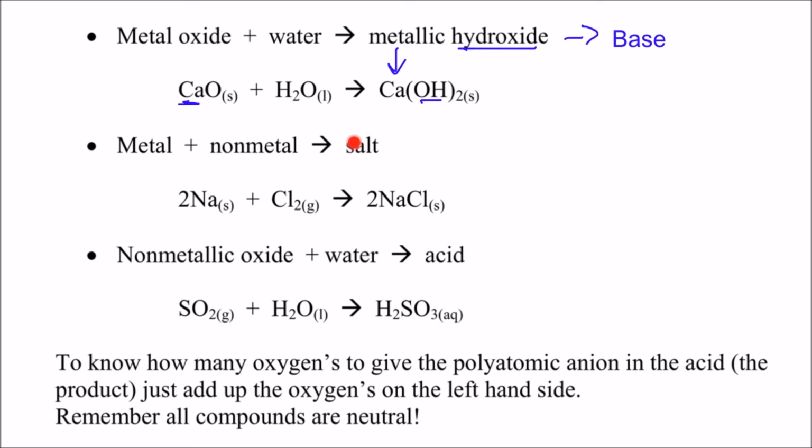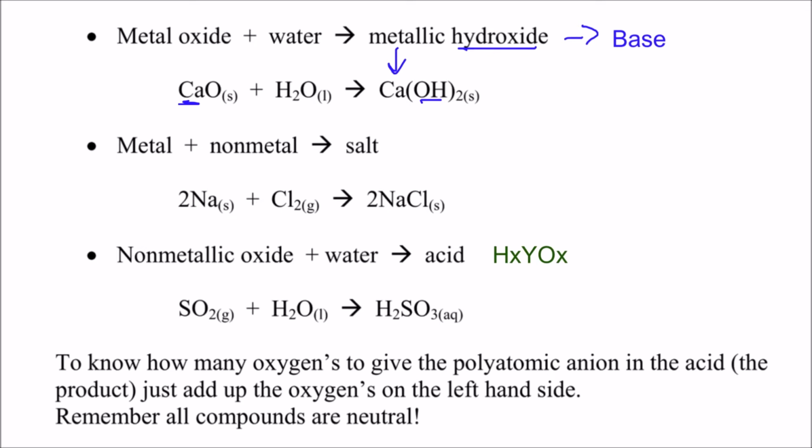I'm going to skip this one for a second and do this one instead. We're going to take the non-metallic oxide from that second equation and add water to it, and we get an acid, which you could consider to be the opposite of a base. Okay, so the metallic oxide in water gives you a base, and the non-metallic oxide in water gives you an acid.